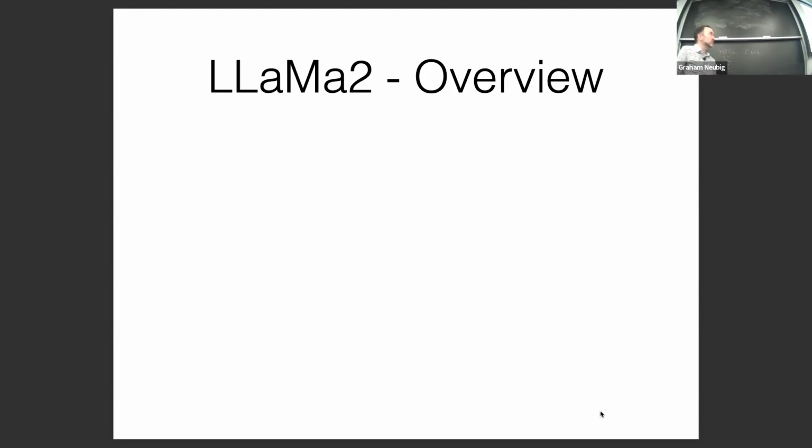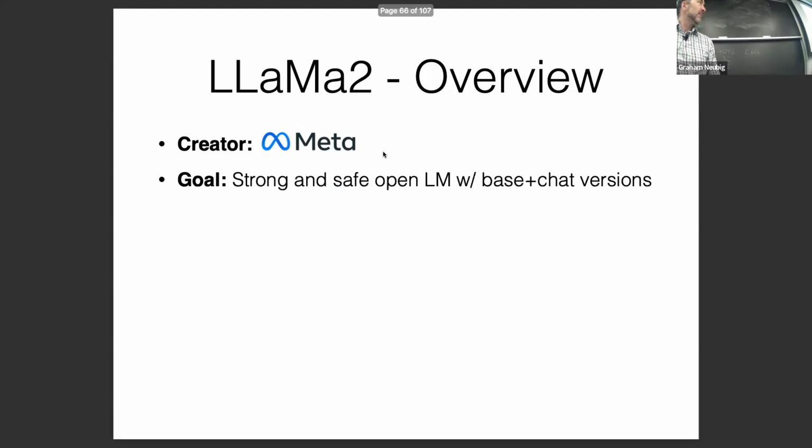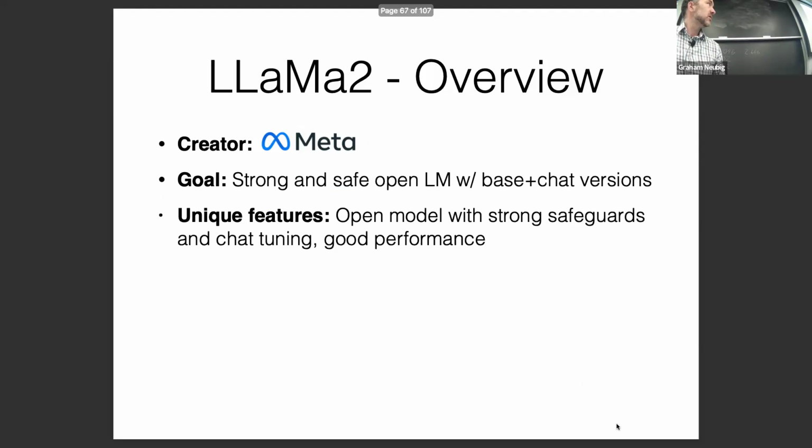And LLaMa 2 is a model that probably most people have heard about. It was created by Meta. It's one of the strongest open language models now, although arguably there might be stronger open language models. The goal is a strong and safe open LM, and they have base and chat versions of it. And one unique feature is that I think this is the open model with the strongest safety safeguards.